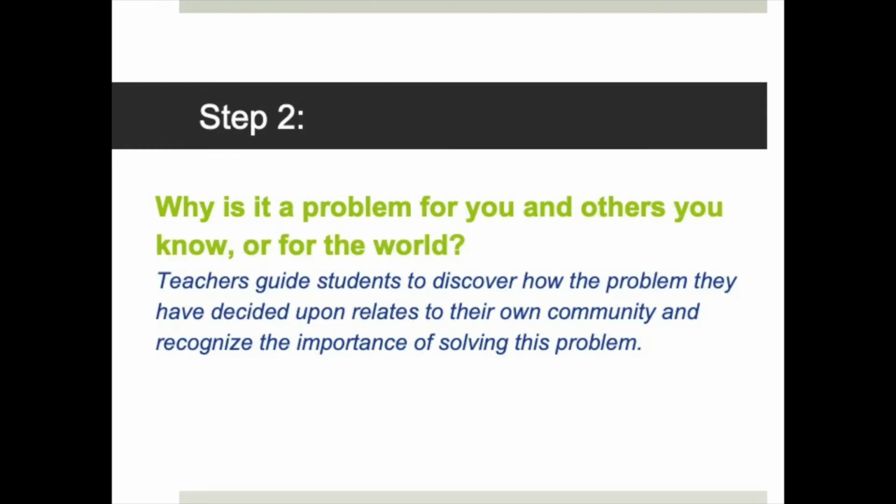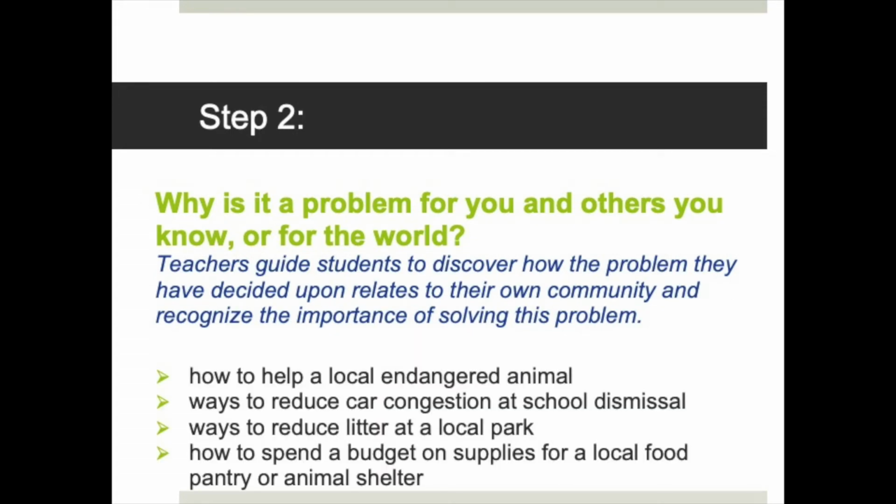Step 2. Why is it a problem for you and others you know, or for the world? Teachers guide students to discover how the problem they have decided upon relates to their community and recognize the importance of solving this problem. For elementary students, the big picture ideas could be narrowed to focus on how to help a local endangered animal, ways to reduce car congestion at school dismissal, ways to reduce litter at a local park, or how to spend a budget on supplies for a local food pantry or animal shelter.